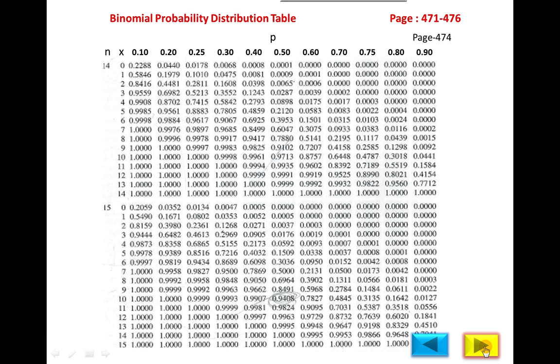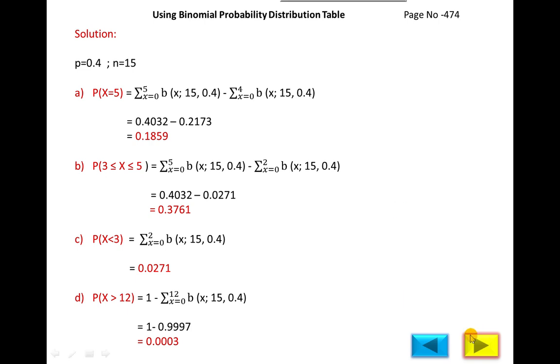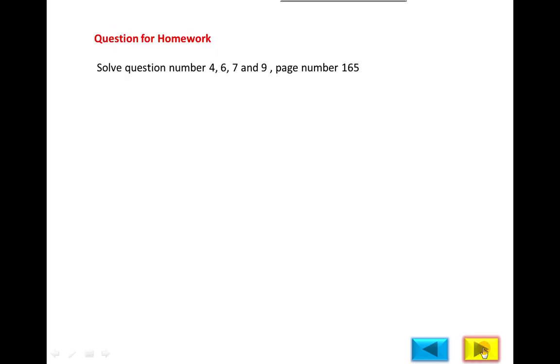After this, in other questions we will use the binomial probability distribution table. For homework, solve question number 4, question number 6, question number 7 and question number 9, page number 165 of your book, Introduction to Statistics by Walpole, 3rd edition. Solve these questions using the table, not by using the formula.